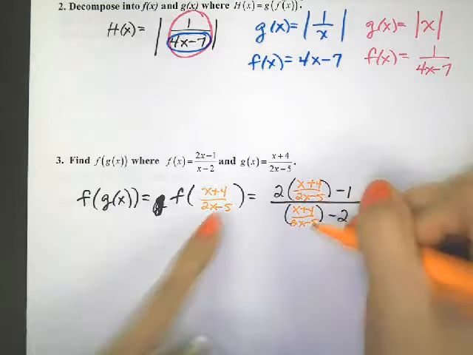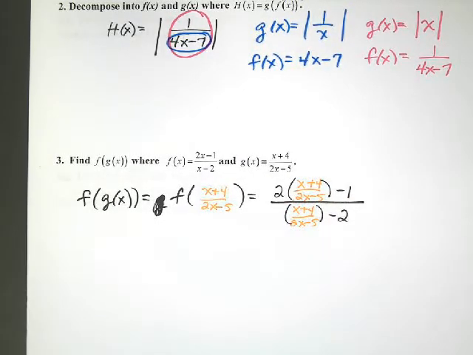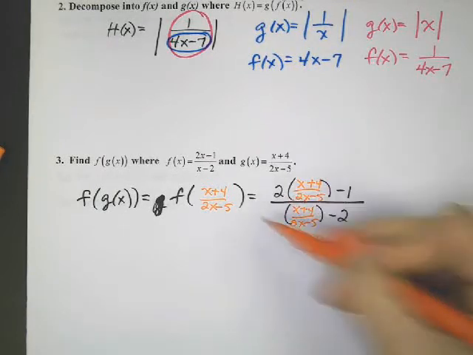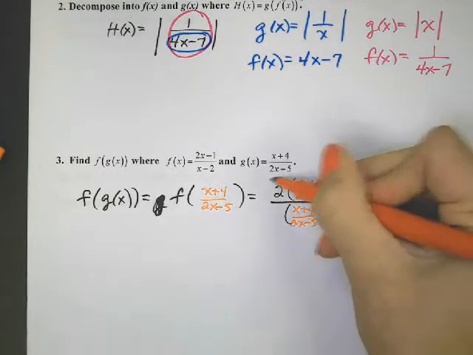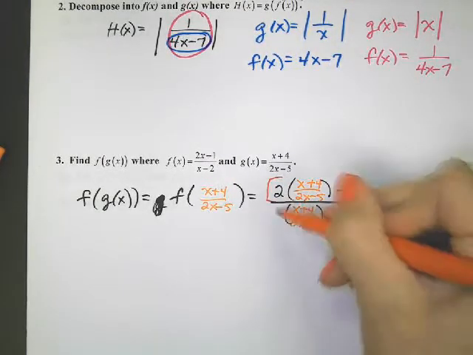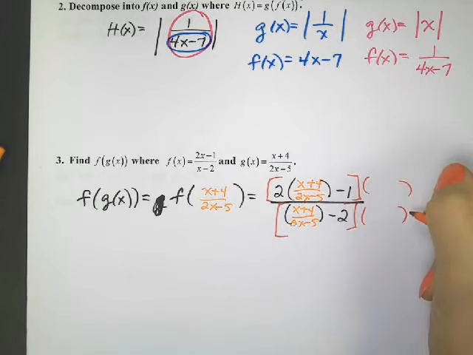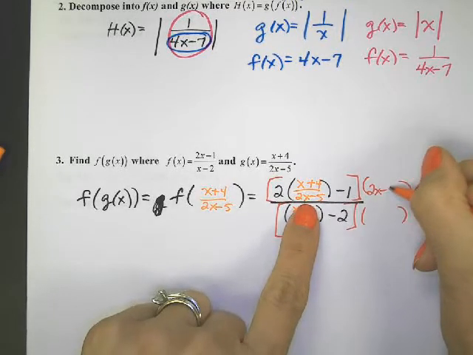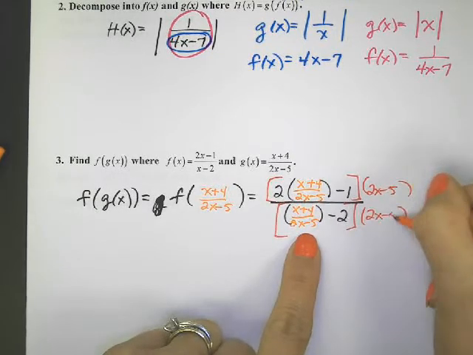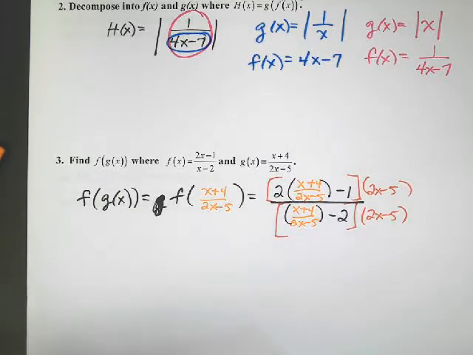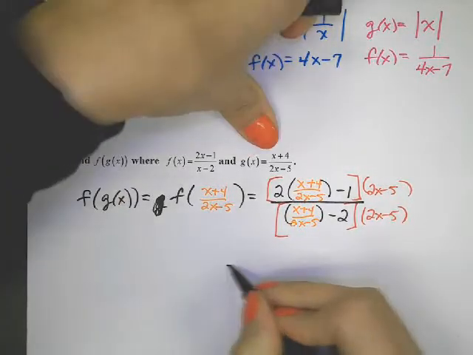X plus 4 over 2x minus 5. Okay, remember how I said to deal with something like this? You cannot just start finding stuff that matches. This is an entire quantity in the numerator as well as the denominator, and so I'm going to multiply top and bottom by 2x minus 5, the denominator. Okay, and we're going to have to distribute it in.